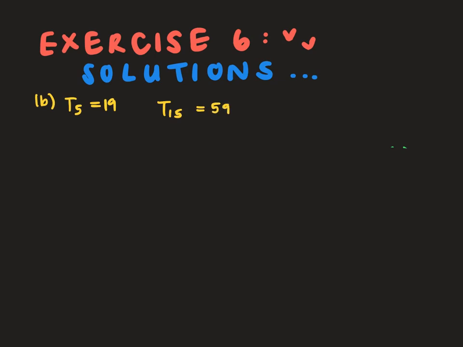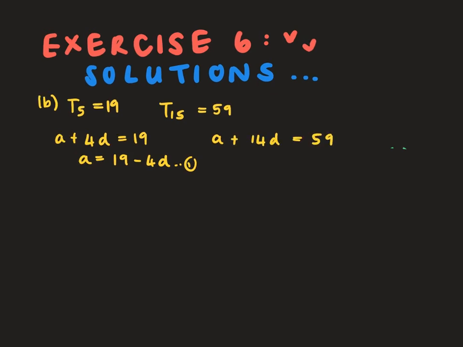So we're first going to rewrite term 5 as, you guessed it, A plus 4D equals 19. Remember, the coefficient of D is 1 less than the position of the term. So term 5 will be 4D. Term 15, therefore, will be A plus 14D is equal to 59. I'll make A the subject of the formula. 59 minus 14D. All right, and there's my second equation. We now let the two equations equal each other. So 19 minus 4D is equal to 59 minus 14D.